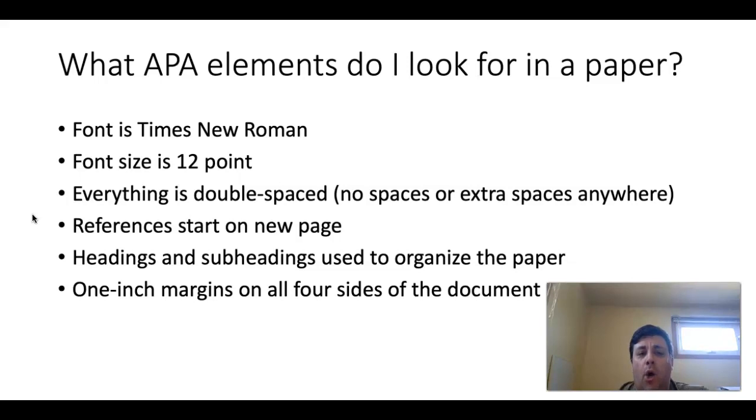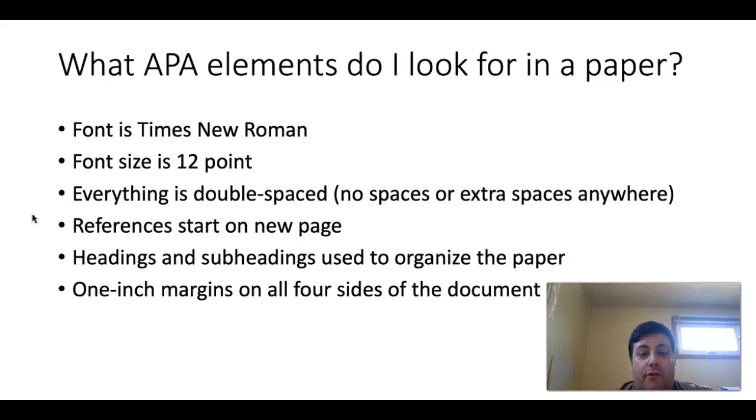So what do I look for in terms of APA? What elements am I looking for in a paper? So the font should be Times New Roman. It should be a 12-point size. Everything should be double spaced. There's no need for extra spaces or anything less than a double space anywhere.